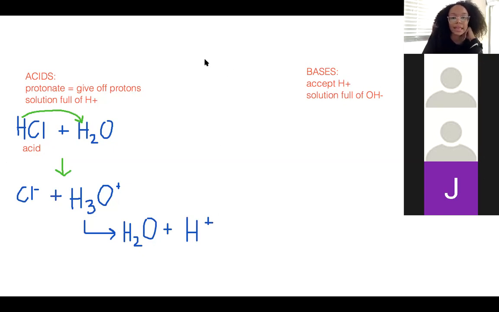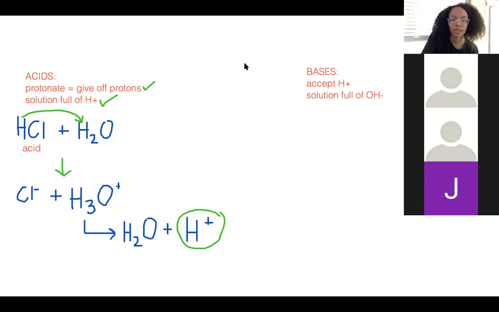So we can see, hopefully this will start connecting things together. What did our acid do? Our HCl gave off its proton. And in the end, what are we left with? We are left with water plus a proton floating around. Okay? So that is why when acids give off their protons, we end up with a solution full of protons. Okay? Because we will have that H plus.